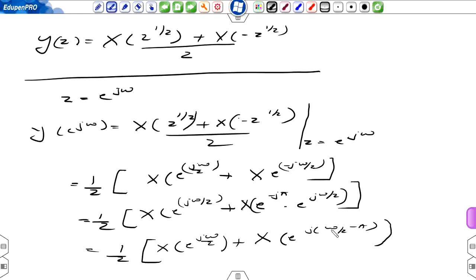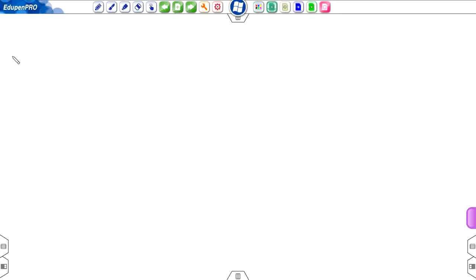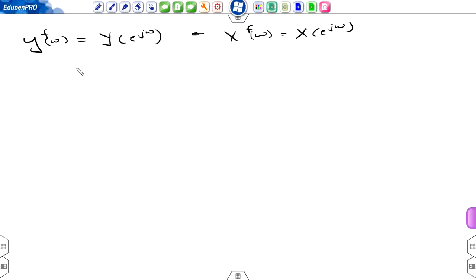Okay, so if I use the notation Y(f omega) equal to Y(e^(j omega)), and X(f omega) equal to X(e^(j omega)), I can write the equation as Y(f omega) equal to X(f omega/2) plus X(f (omega minus 2 pi)/2).